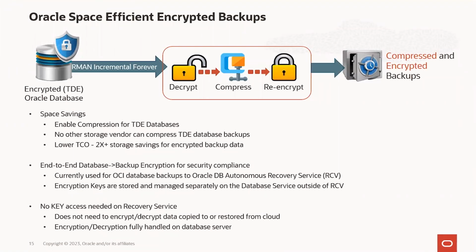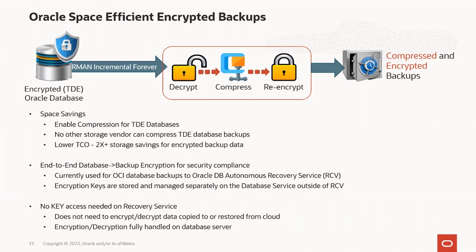New with the Oracle Database Autonomous Recovery Service available in the Oracle Cloud, OCI database backups can now compress encrypted data. The data is read by the protected database and then decrypted, compressed, and then re-encrypted, all on the database host. And the resulting encrypted data is sent to the recovery appliance. The recovery appliance does not have access to, nor needs access to, the encryption keys. And in fact, the encryption wallet cannot be stored on the recovery appliance. This is a best practice to keep the wallet and the data separate.